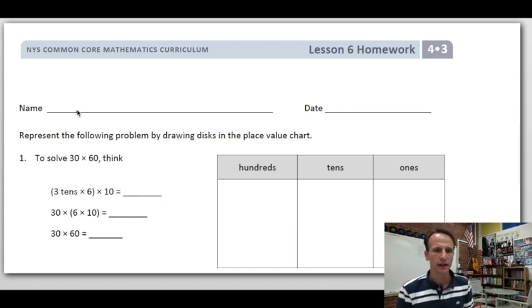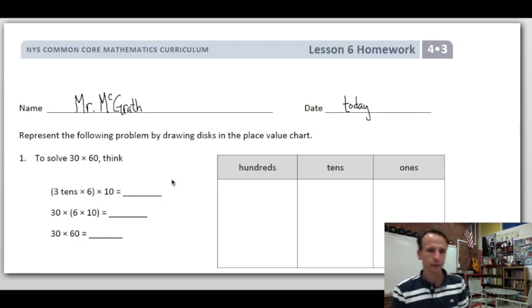Let's start by jotting names down at the top of the paper. I'll write my name and you write yours. And let's go ahead and write today's date. I will write the word today while you write the actual date, where, and when you are.